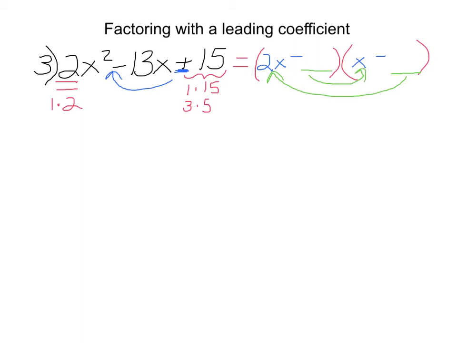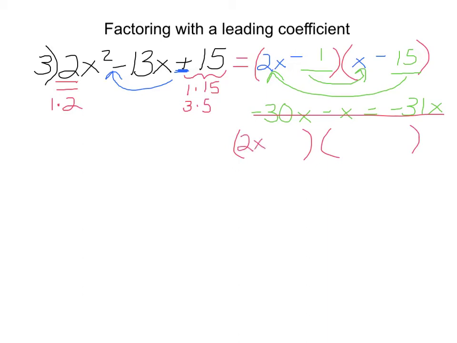So this is where the trick comes in. So, I don't know, if I put a 15 here and a 1 there, that's probably going to be too large because that's going to give me 30x, negative 30x, minus an x, which would be negative 31x, and I wanted 13, so bam, that's out. Okay, so what we would do before we throw out the factor pair of 1 and 15 is we need to just switch the sides.